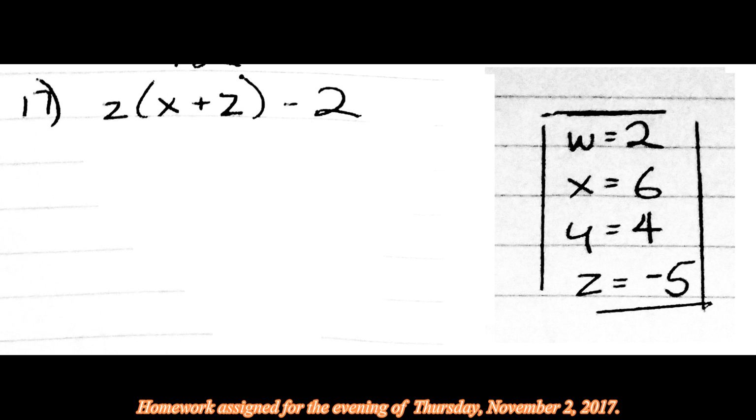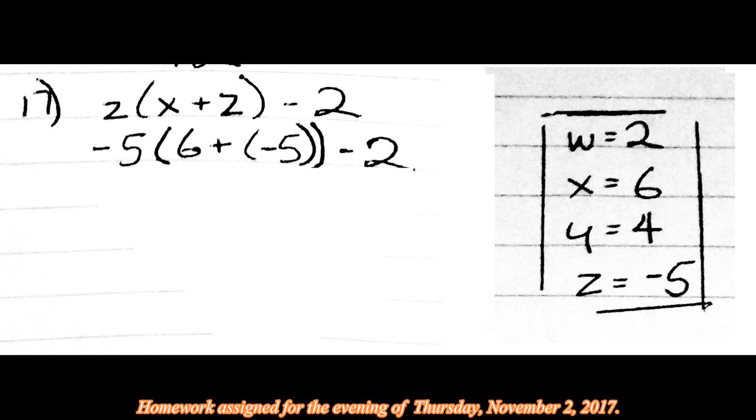All right, moving on. Number 17. All right, so we're back to z times the quantity x plus z minus 2. So we go back to our substitutions, and all we're doing is plugging things in. All right, so -5 is z, then the quantity 6 plus -5 minus 2. Make sure you keep track of your signs because that will throw you off faster than anything else. So -5 times the quantity 6 minus 5 minus 2.